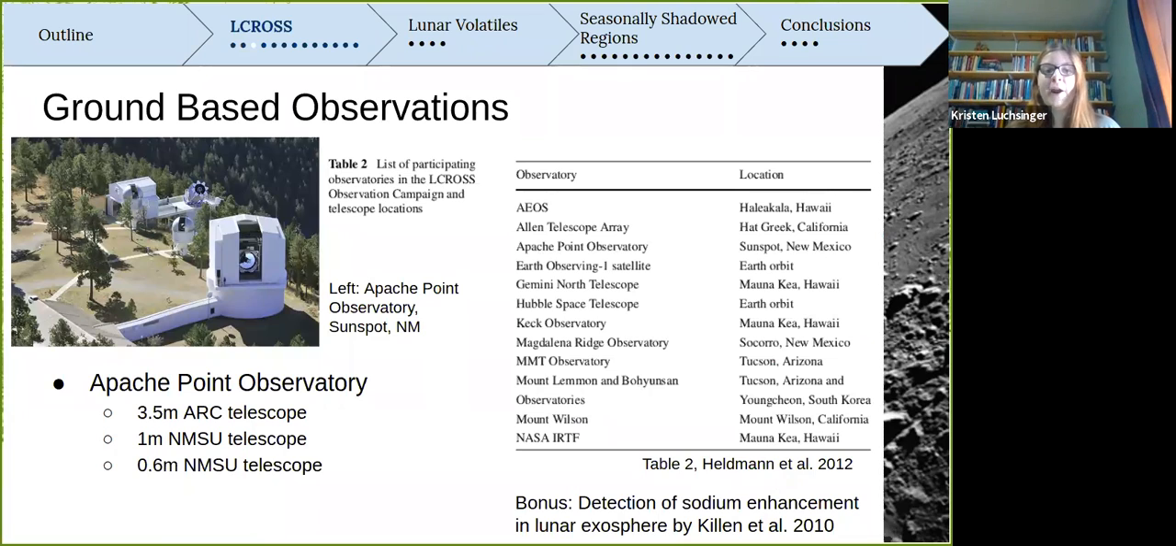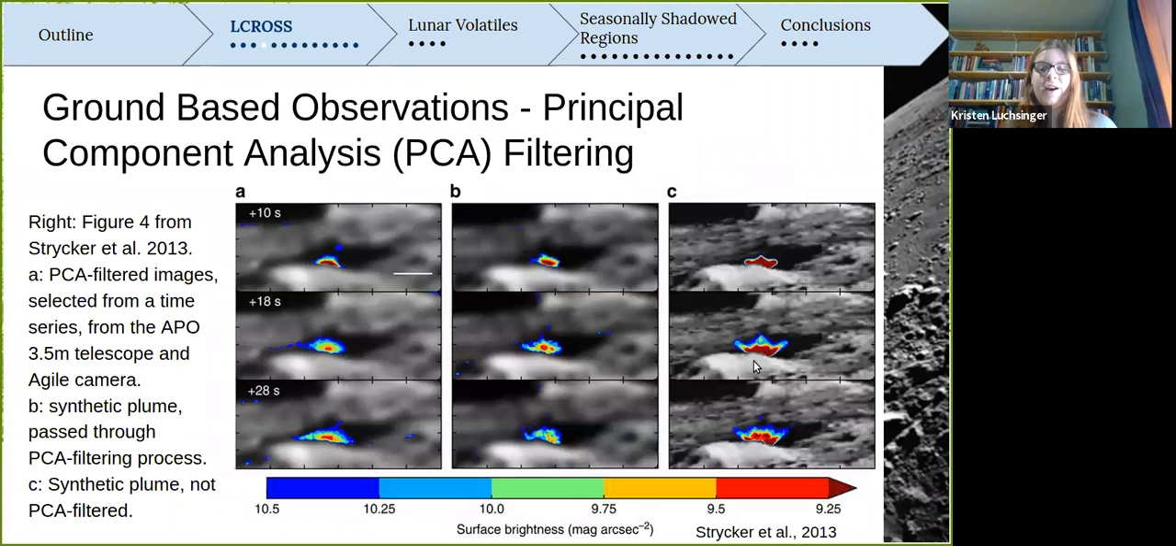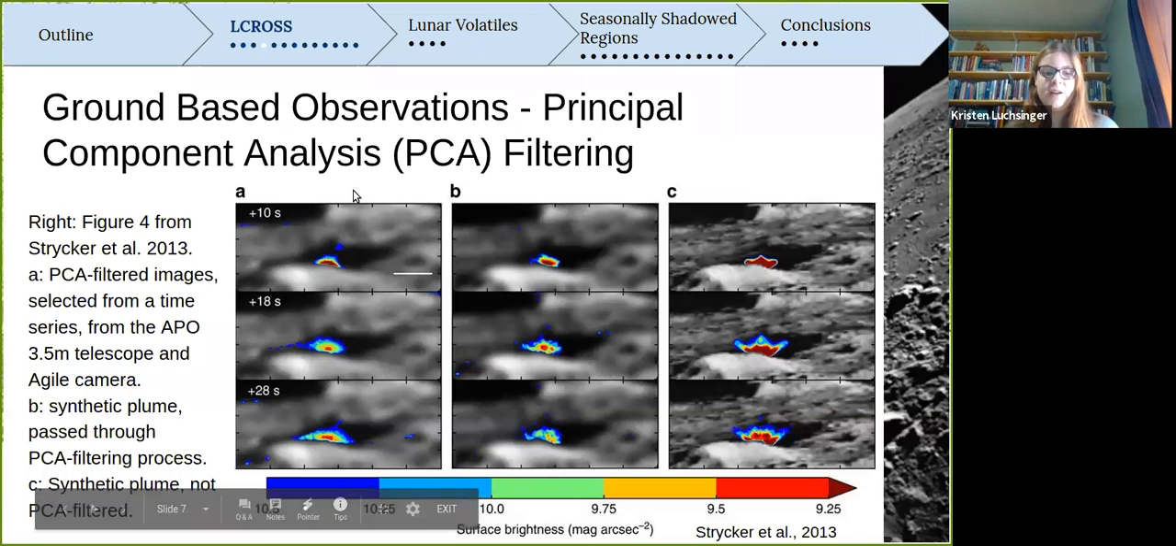During the impact, a number of ground-based observatories participated in observing this plume in support of the mission. What I'm going to be talking about today is ground-based images taken by Apache Point Observatory using the 3.5 meter Astronomical Research Consortium telescope. And these are images after being filtered through a principal component analysis program. They had to be filtered through this PCA analysis because initially none of the ground-based observations actually detected the plume. But once they were filtered through this PCA analysis, as published in Stricker et al. in 2013, you see here, this is the PCA filtered plume detection.